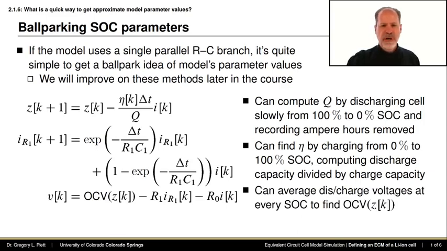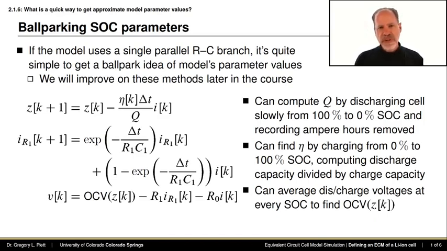We also need to find the open circuit voltage relationship of the cell versus state of charge. You'll learn a better way of doing so next week, but one way that we can do this is, again, to start with a fully charged cell and then quite slowly discharge the cell down to 0% state of charge and measure what we call the discharge voltage at every state of charge in doing so. And then we do the opposite. We start with a fully discharged cell and we slowly charge all the way up to 100% state of charge, and we measure a charge voltage at every state of charge while we do so.